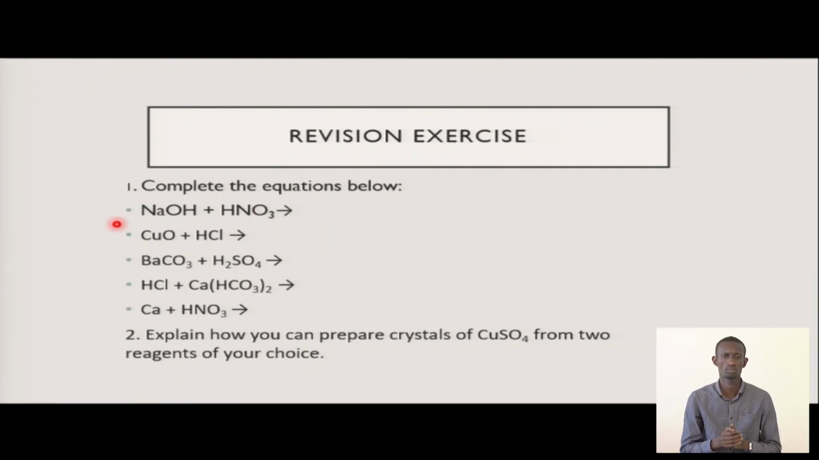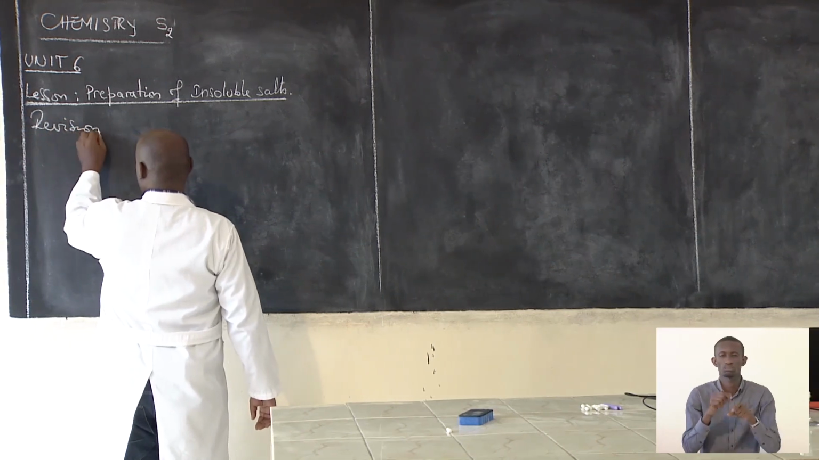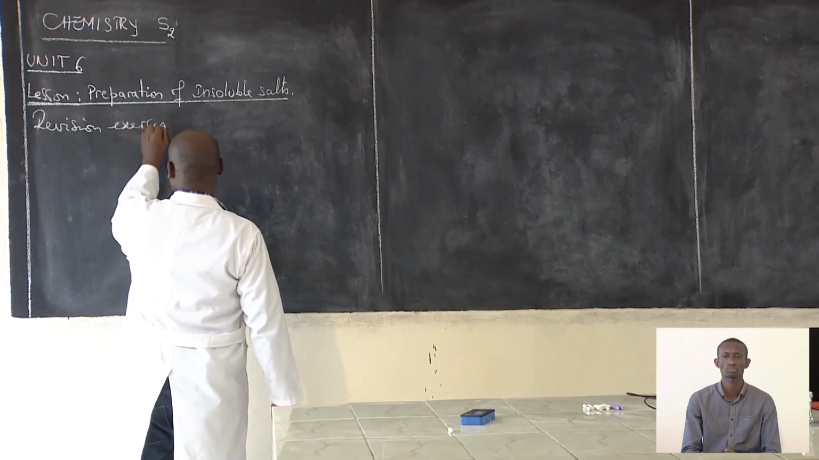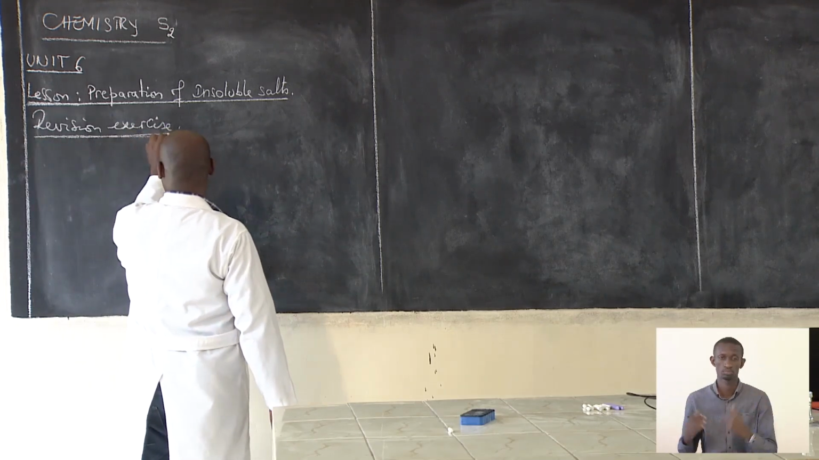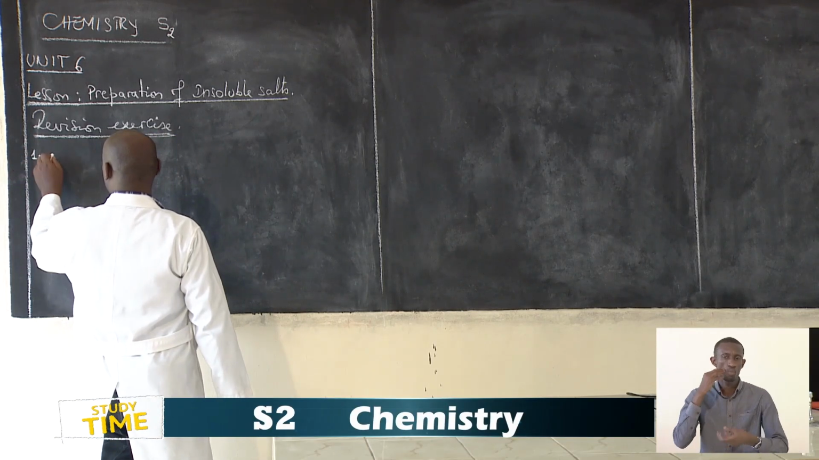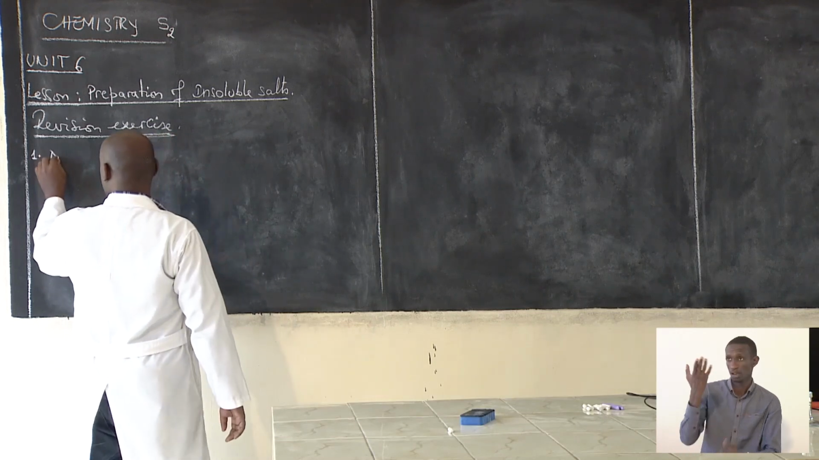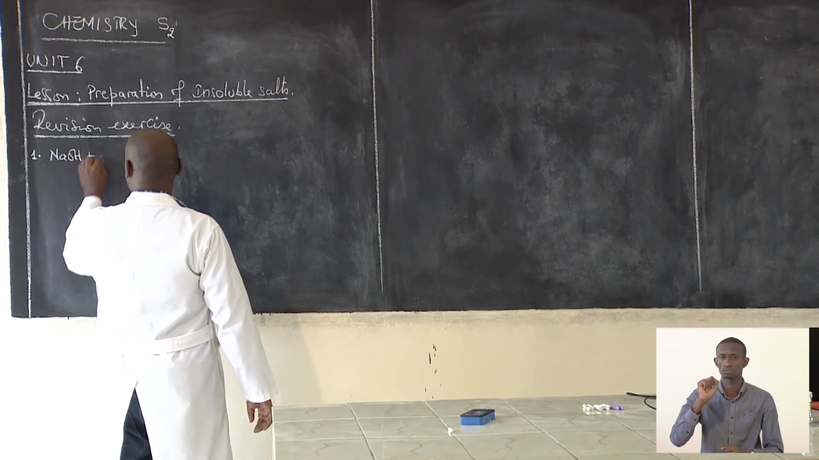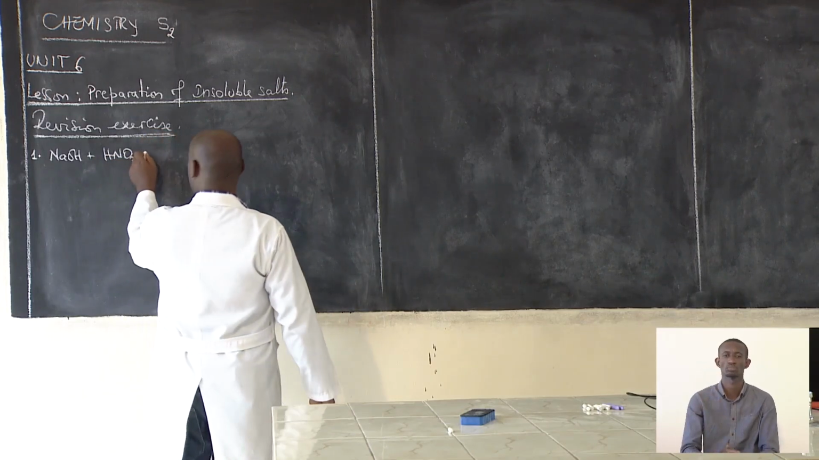Question number 1, sodium hydroxide reacting with nitric acid. The equation we have is this one. It's a revision exercise. But as I said, it is also a correction of the homework. So we have sodium hydroxide reacting with nitric acid, and what do we produce?